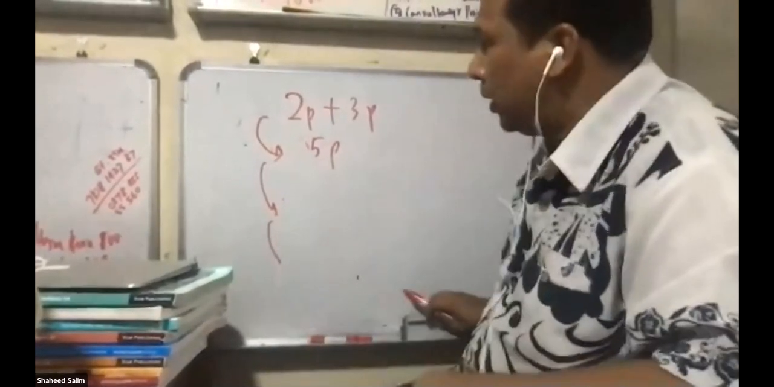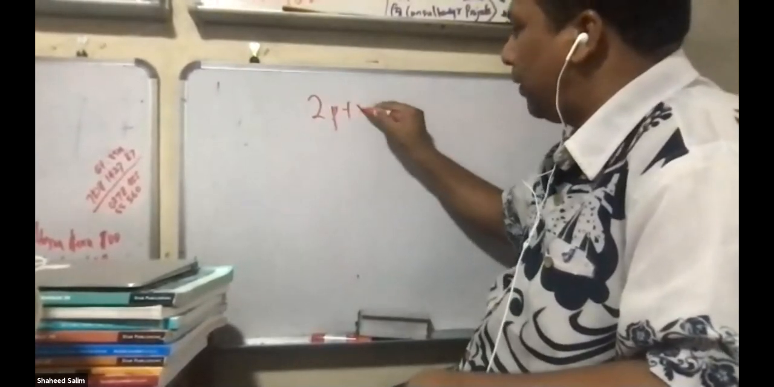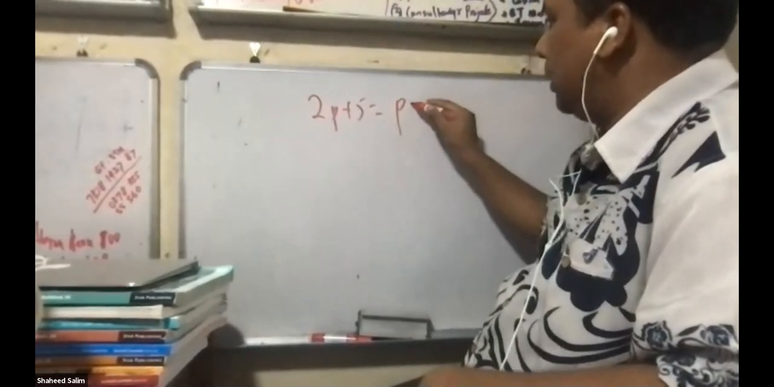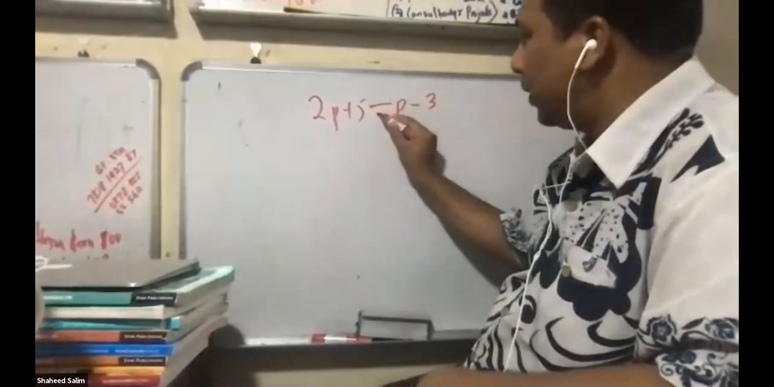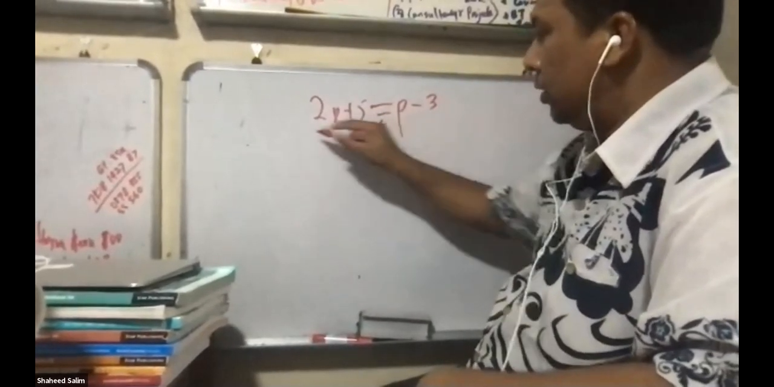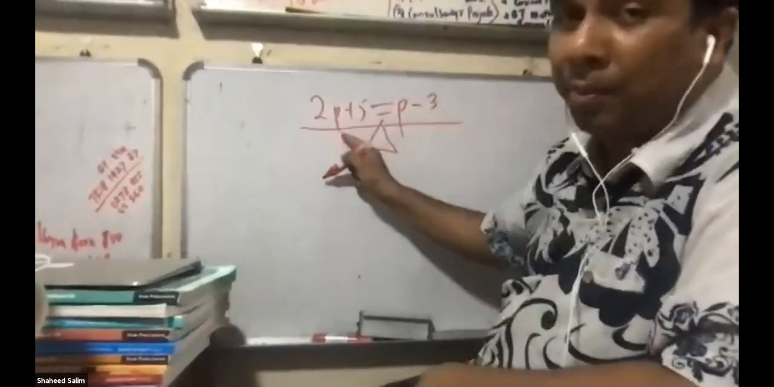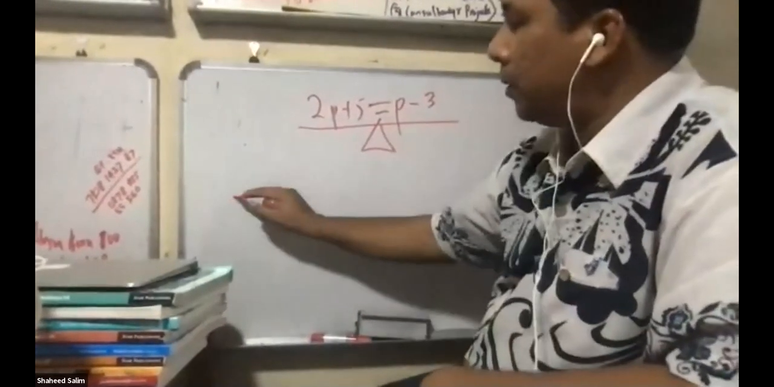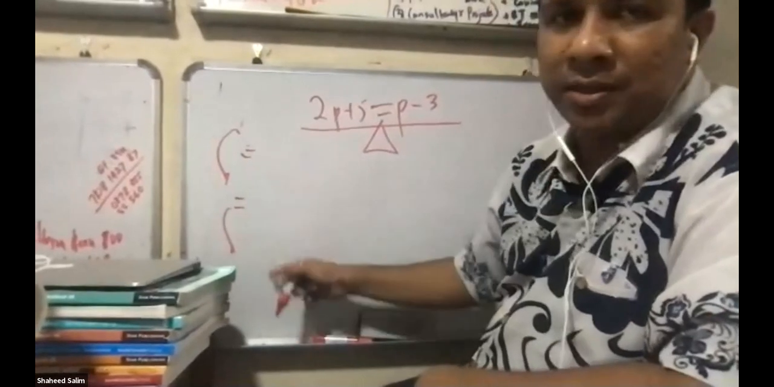Don't get confused with like this. Let's say now you have 2p plus 5 equals to p minus 3. This equal is different. This equals seesaw. You can push the p's over here, numbers over here. You can tell how much is 1p. You understand? This is different from the equal sign that is just showing next step, next step, next step.